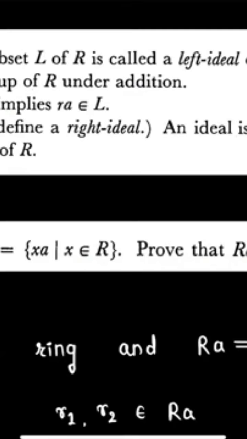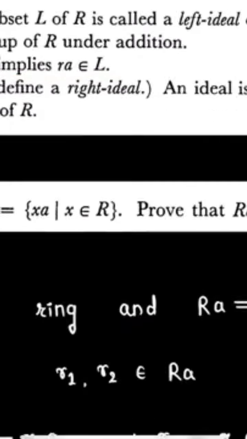Firstly, we will see the meaning of a left ideal of ring R. If R is any ring, a subset L of ring R is called a left ideal of R if, number 1, L is a subgroup of R under addition, and number 2, for r in ring R and for a in L, we have ra is an element of set L.